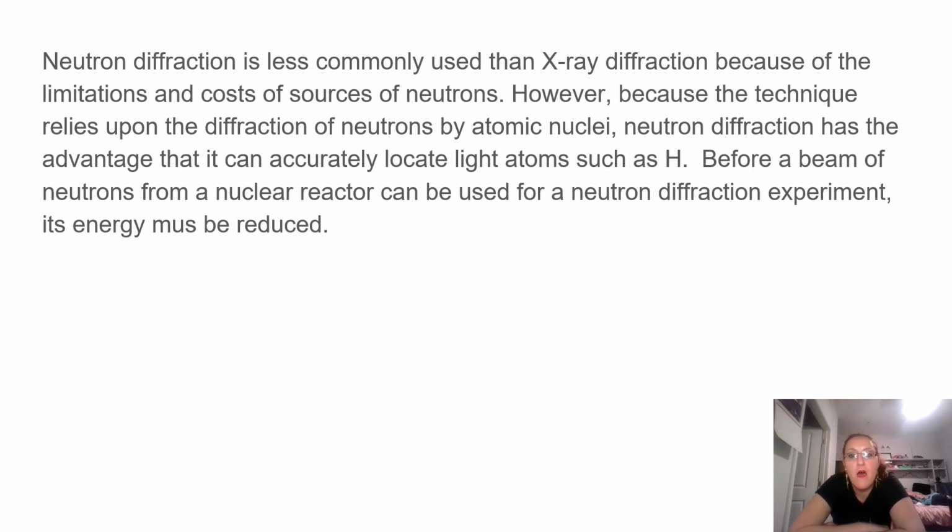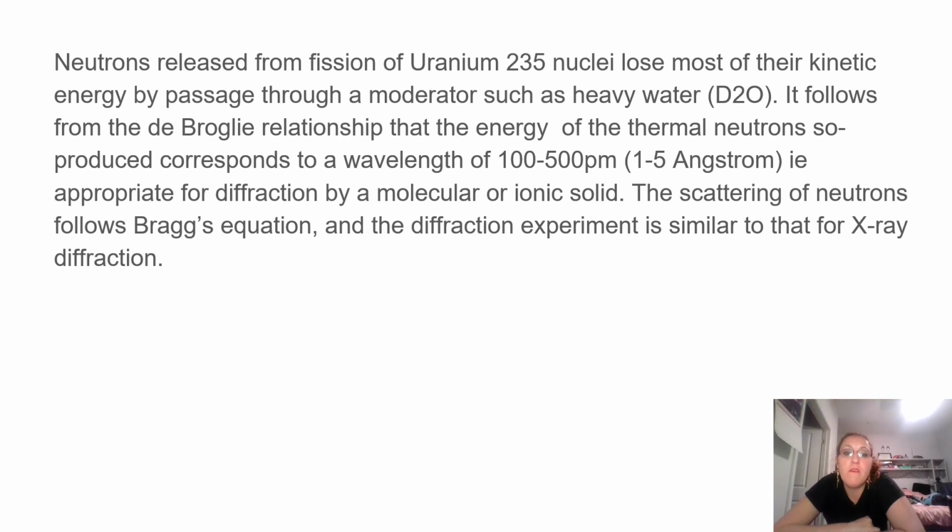Before a beam of neutrons from a nuclear reactor can be used for a neutron diffraction experiment, its energy must be reduced. Neutrons released from fission of uranium-235 nuclei lose most of their kinetic energy by passing through a moderator such as heavy water, D2O. It follows from the de Broglie relationship that the energy of the thermal neutrons so produced corresponds to a wavelength of 100 to 500 picometers, 1 to 5 angstrom, i.e. appropriate for diffraction by a molecular or ionic solid.